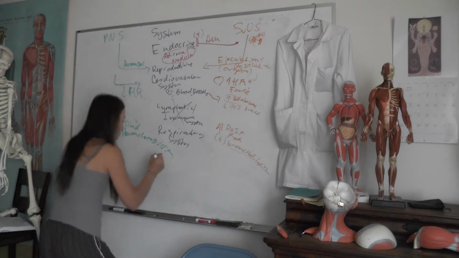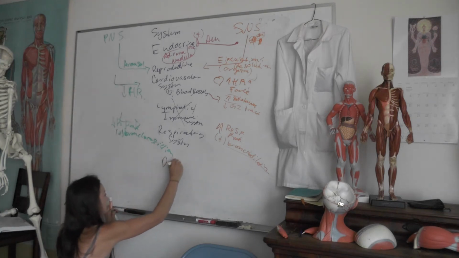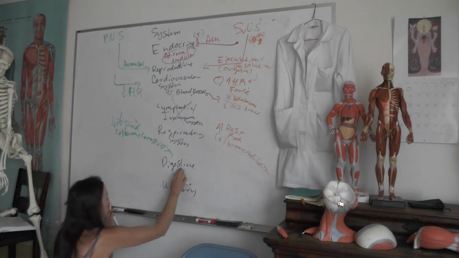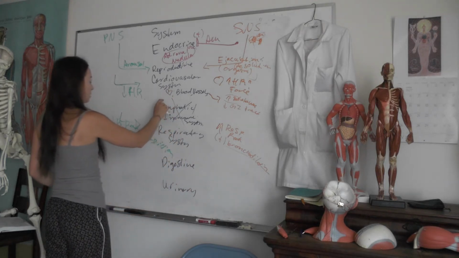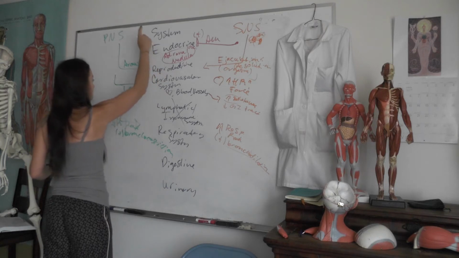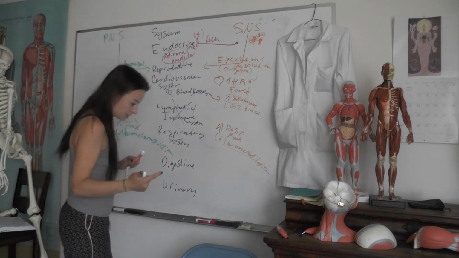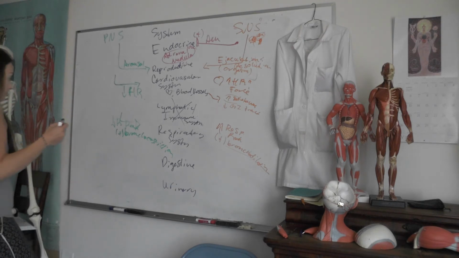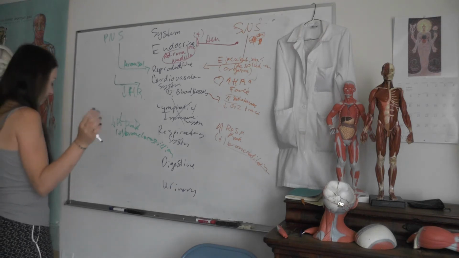So for the digestive system, I'm going to have to count people. 1, 2, 3, 4, 5, 6, 7, 8, 9, 10. I feel like we're missing something. Oh, integument. Okay, that was the semester.